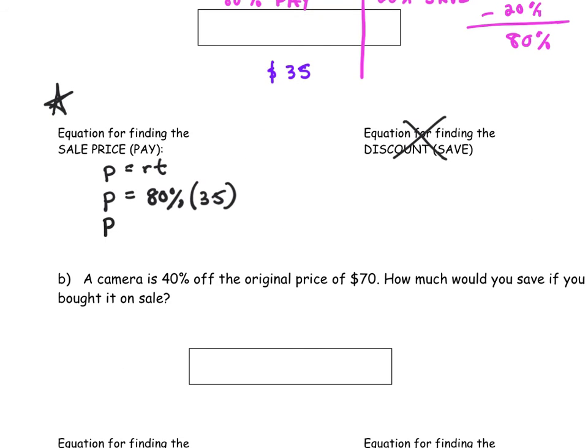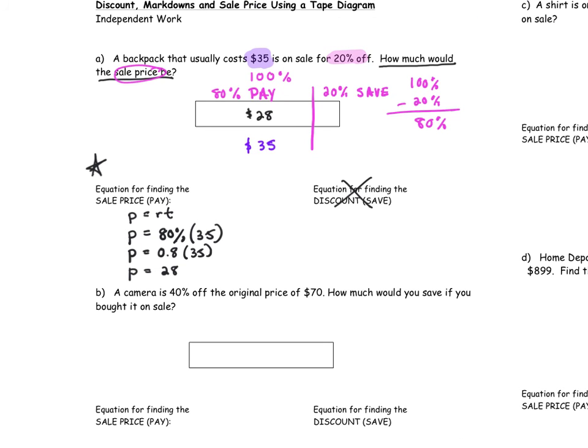Next, we need to convert the percent to a decimal. And so that would be 0 and 8/10 or 0 and 80 hundredths, whichever you prefer. And since side by side means multiply, we're going to multiply and get 28. So what we just found out is $28. So now let's look back at the question and make sure we've answered it. How much would the sale price be? So we could write the sale price would be $28. And now we've answered the question.